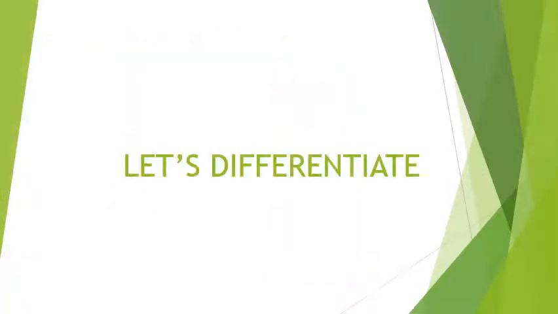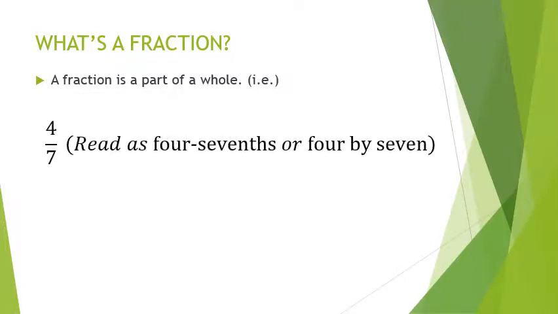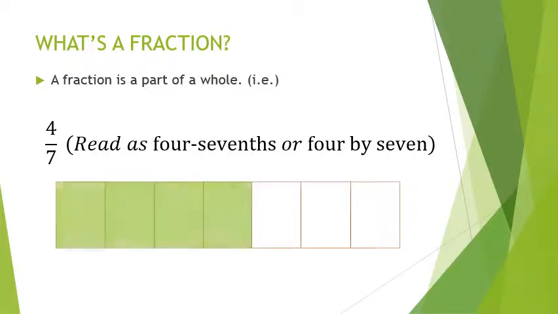Let's try to differentiate ratios and fractions. Well, what is a fraction? A fraction is a part of a whole. That is, let's take an example. 4/7. How would you represent that? You would color 4 parts out of one whole which has 7 parts. This is how it is represented.